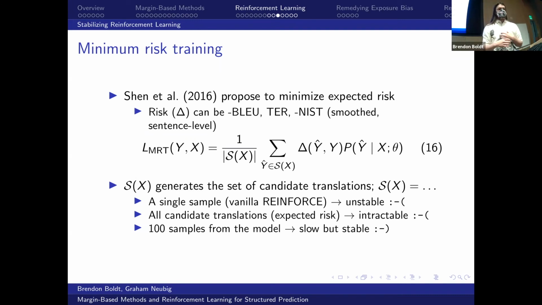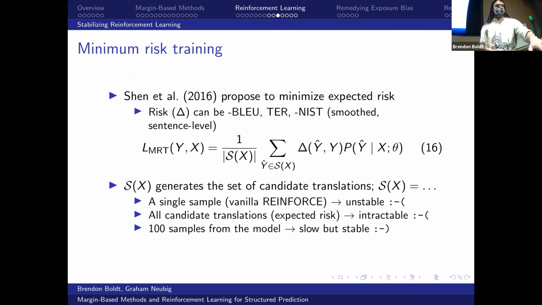So what they do is they couch this in terms of risk, which you can just think of as negative reward, and risk is represented by delta. So of course, we're trying to minimize this. They try negative BLEU score, translation error rate, as well as negative METEOR. And these are smoothed so that they don't get any infinite or zero values when they're doing these metrics. These are also taken at the sentence level, because BLEU is a corpus level metric, so they're doing the sentence level version of BLEU.